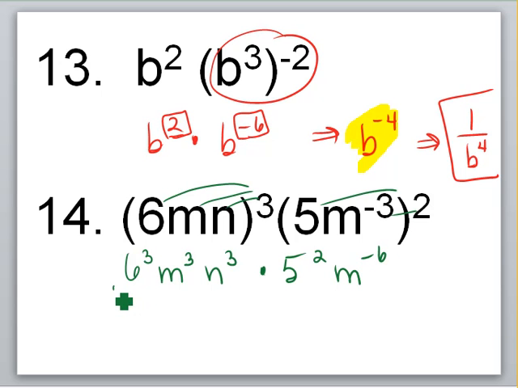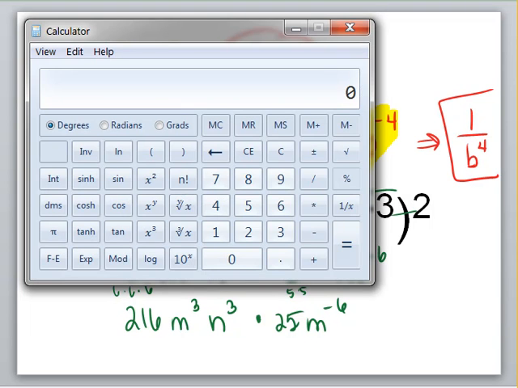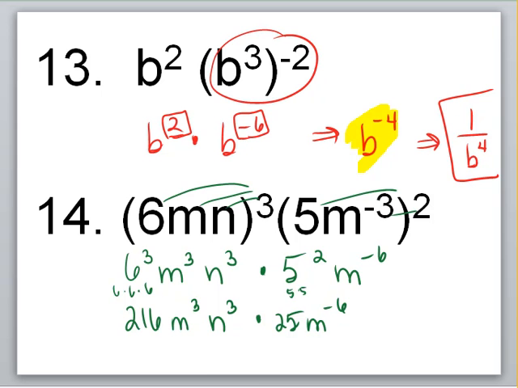I have 6 times 6 times 6, which is 216. M to the third, n to the third, times, I have 5 times 5, which is 25, m to the negative 6. I need to multiply 216 times 25. I'll just do that quickly on a calculator. So I've got 216 times 25, gives me 48,600.